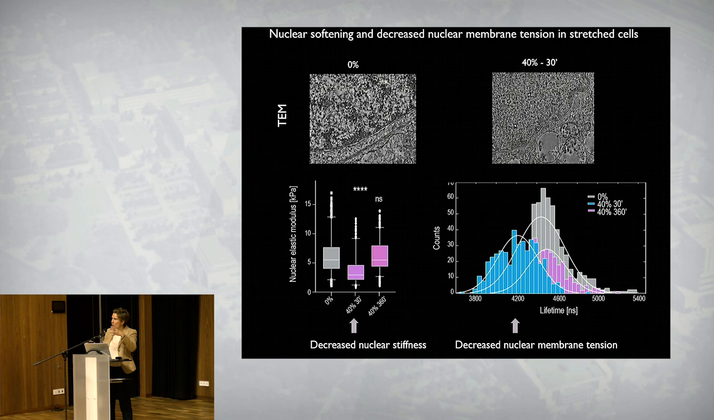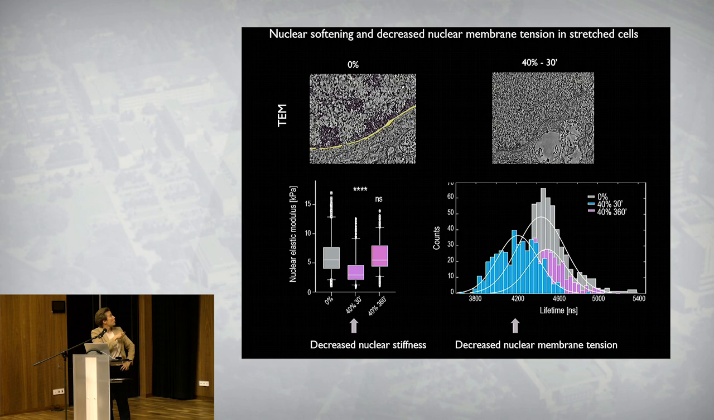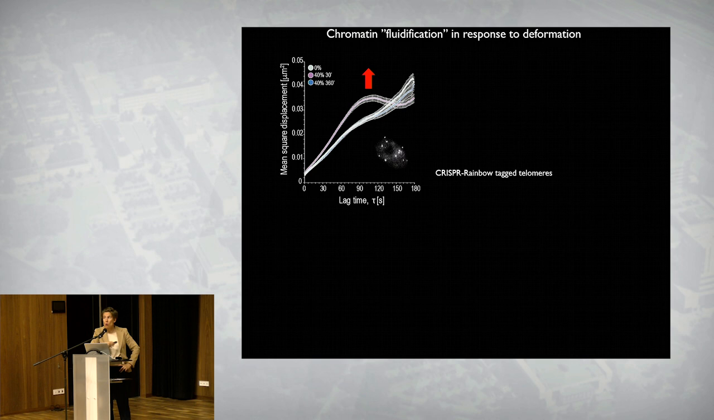And indeed, if we measure the elastic modulus of the nucleus with AFM, we can see that there's this transient softening. Interestingly, if we continue stretching, it's actually restored. And I will come back to that later. And the same is true for the nuclear membrane tension. So we use these Flipper probes to measure the fluorescence lifetime of this probe at the nuclear envelope. And we can see that there's again a reversible reduction in the nuclear membrane tension. So the nucleus seems to become softer and have lower membrane tension.